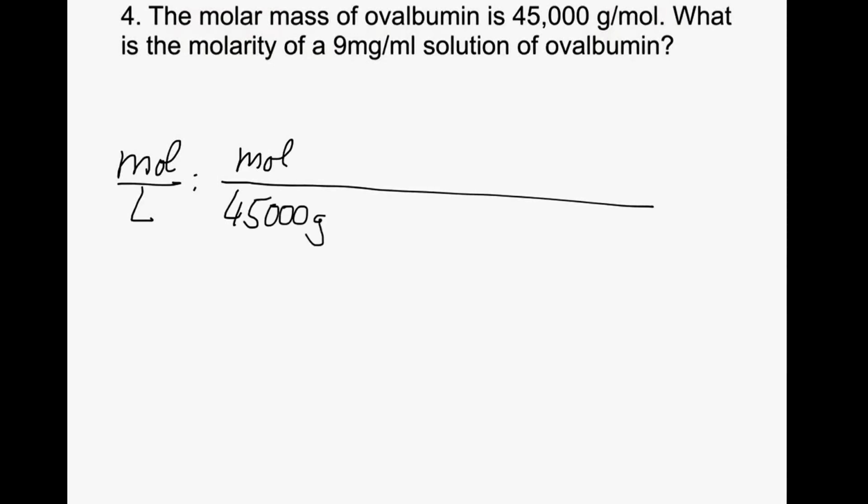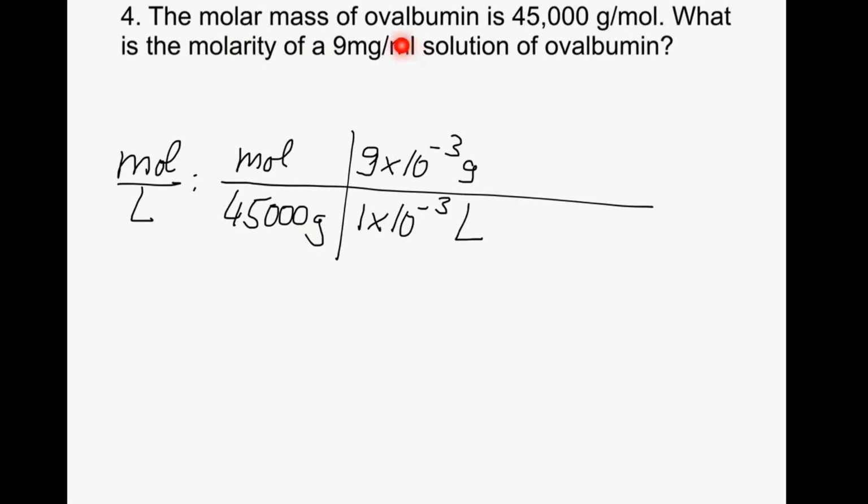45,000 gram here. Now the mole is good, but we want to get rid of the grams. So do we have anything with grams in it? And the answer is yes, we have grams here. And so we can write 9 times 10 to the minus 3, that's our milligram, in 1 times 10 to the minus 3 liters. That is what's given here. And we see that the grams cancel out, and what we've got left is mole and liter, and that is exactly what we wanted here.